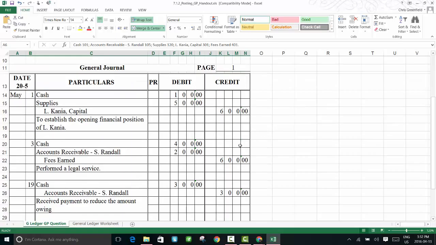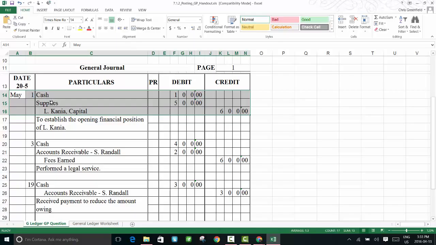Now this can be a little bit tedious, but it's very important to do this very methodically and to do it one line at a time. Essentially, we are looking at this transaction here, but literally we are doing the cash entry first, then the supplies entry, then the capital entry.